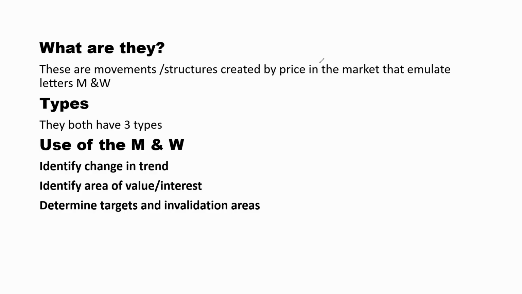And what makes you interested? There are certain things that you look out for, and one of them is an M, or you can use a W. So they give us areas of interest. And I'm going to be showing you just shortly on that M and W, where is the area of value, or what we call area of interest.